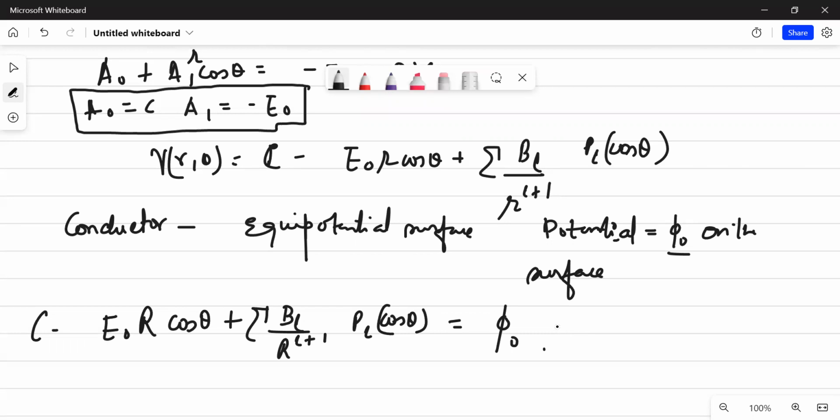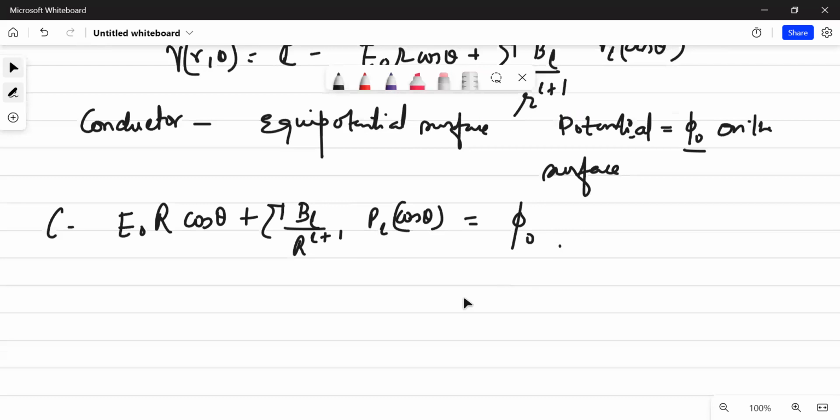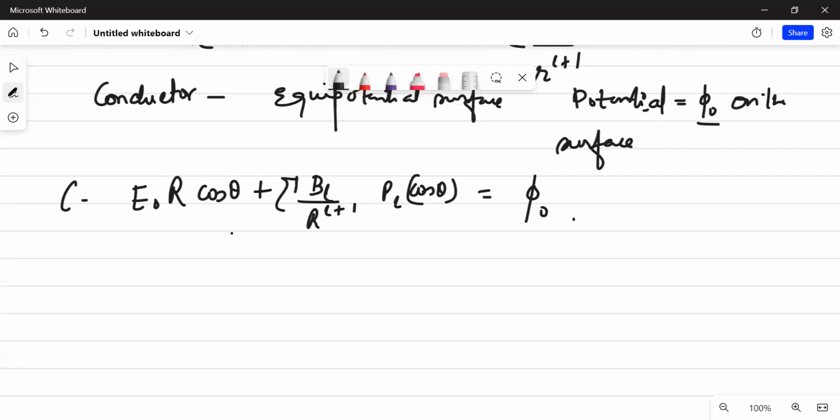Yes. Okay. So what we have to do is equate all these terms, like we have to equate both of these terms. I know that there is a constant there. So this is C, minus E naught R cos theta, plus, and you understand that this particular term will be B1, like L equal to 0, this will be B naught upon R, and then this will be B1 upon R square, and this will be cos theta.